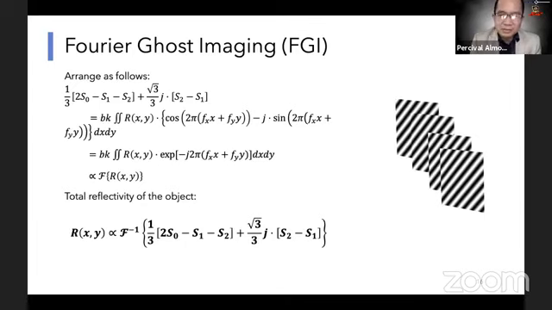Maybe it will reveal correlation between the phases. So just maybe something to try. Yeah. All right.